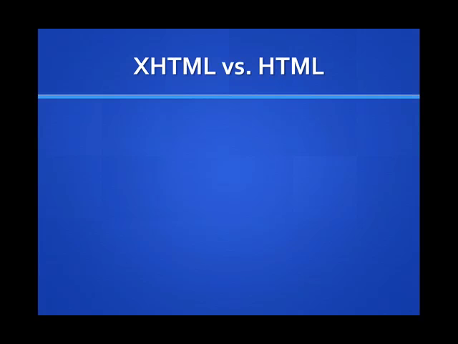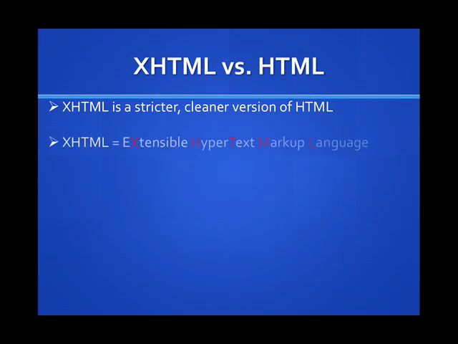In this podcast, we're going to discuss the differences between XHTML and HTML. XHTML and HTML are virtually the same markup language, except XHTML is a stricter, cleaner version of HTML. XHTML stands for Extensible Hypertext Markup Language.